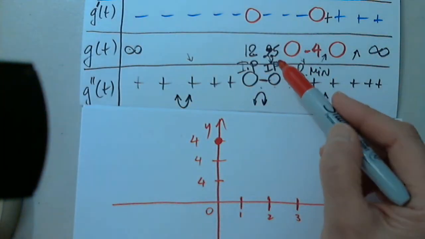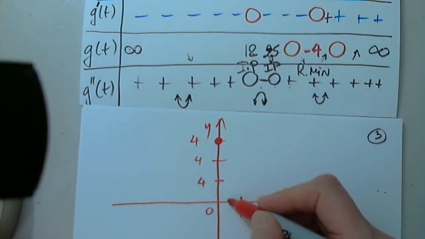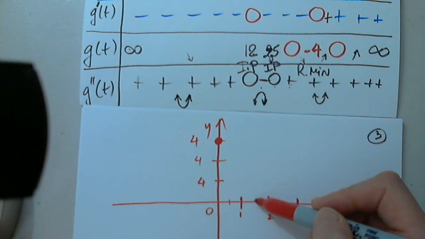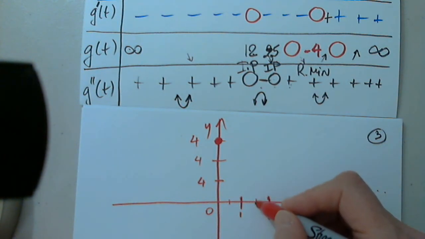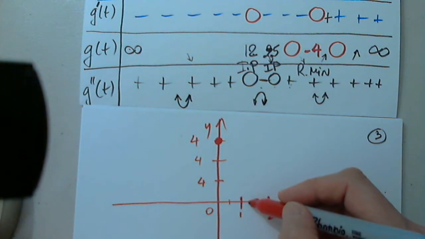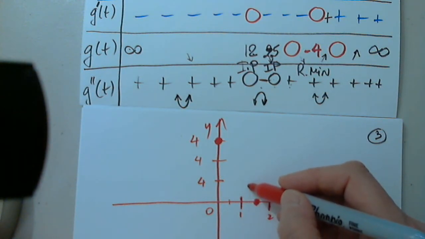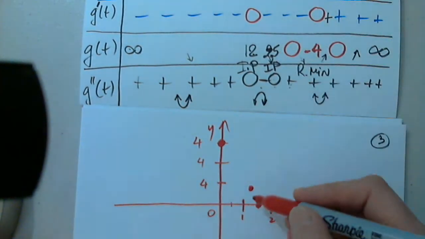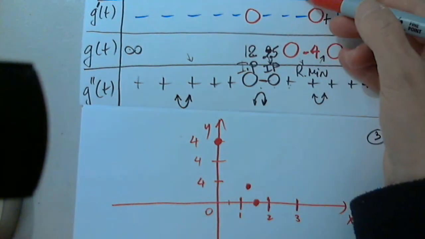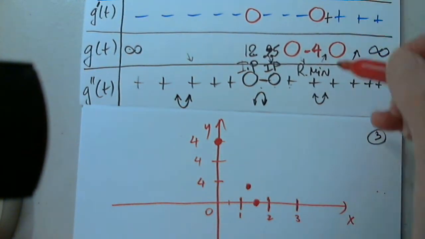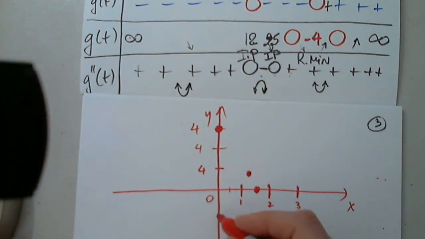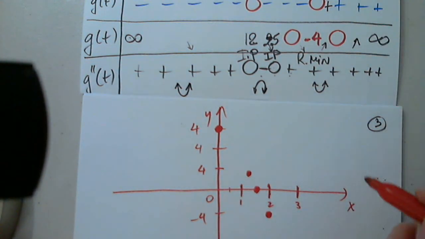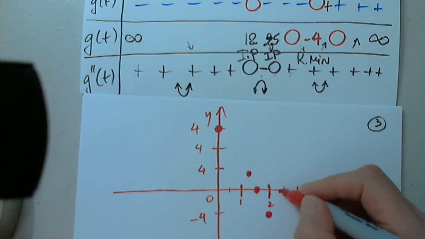Then (4/3, 2.5). So if this is 1.5 and that is at 0, then 1.3 I'm going to say is here, and 2.5 somewhere here. So this point is (1.3, 2.5). This point is (1.5, 0). This point is (2, -4). And this point is (2.4, 0). If this is 2.5, I'm going to say this is 2.4.